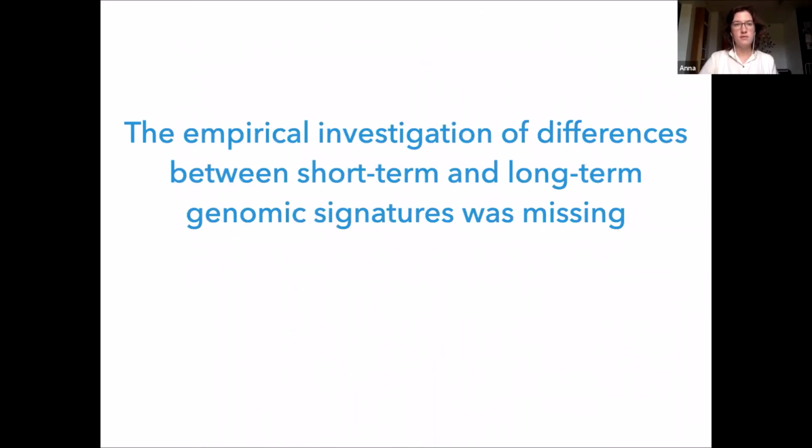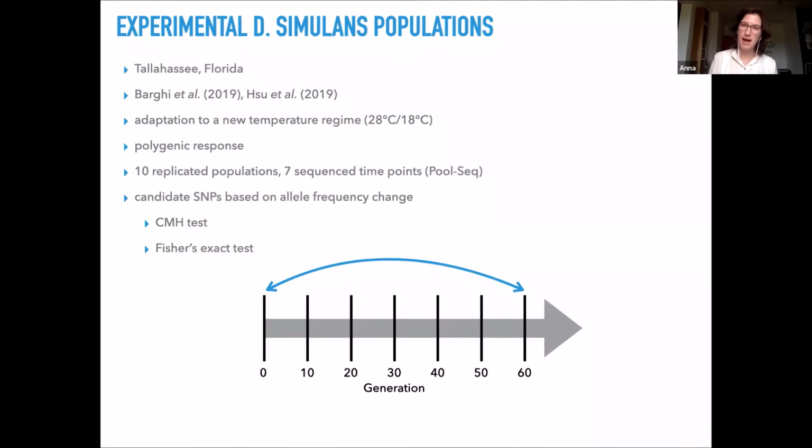However, what was missing so far is the empirical investigation of the differences between short-term and long-term genomic signatures. This is simply the case because there are not a lot of studies out there where you have all the intermediate time points sequenced. But I'm happy to tell you that now we have, and I will present to you results that are based on an experimental Drosophila simulans population that originated from Florida. They are exposed to a new temperature regime. So this is the study I talked about on thermal adaptation.